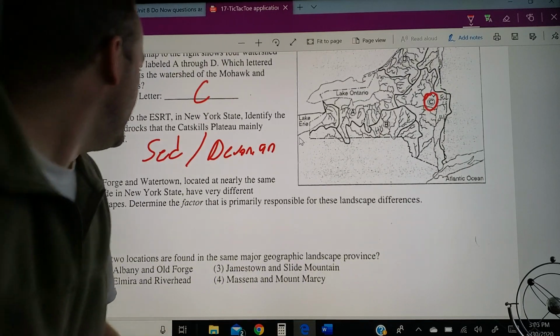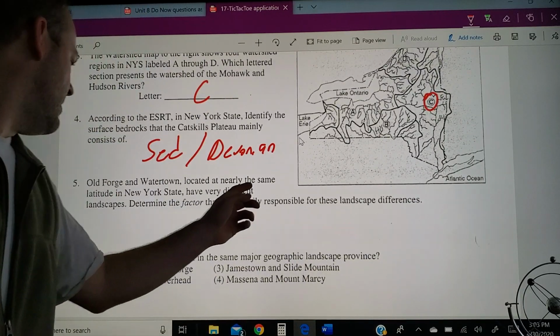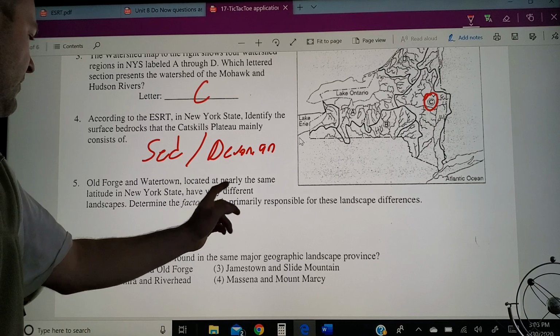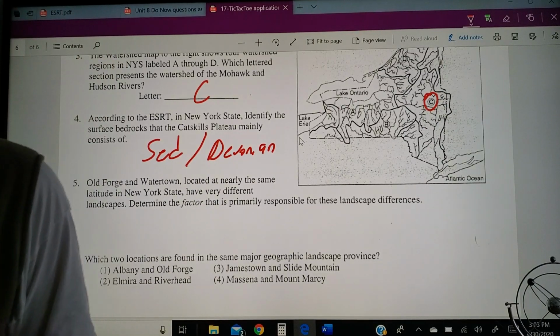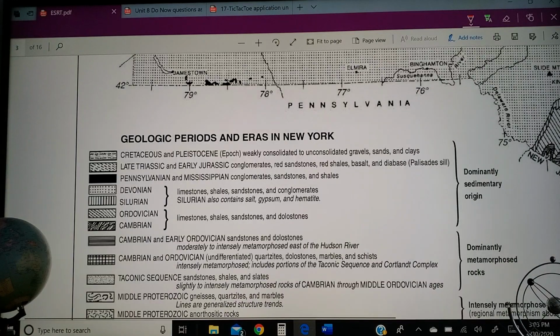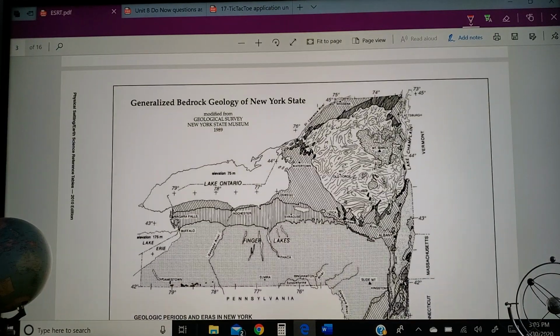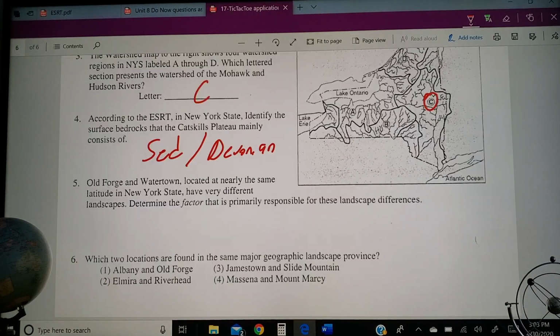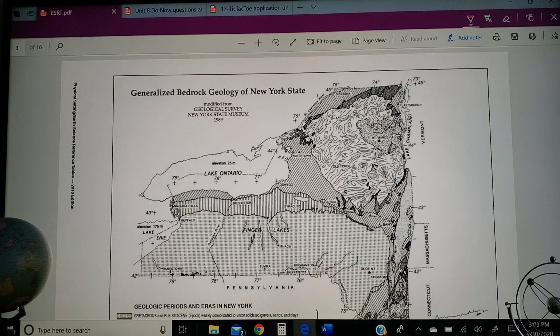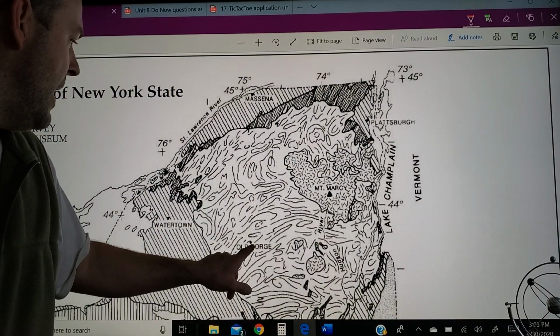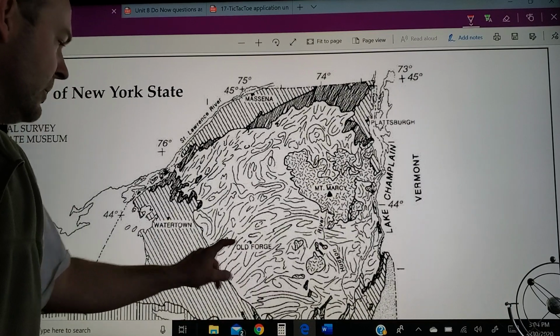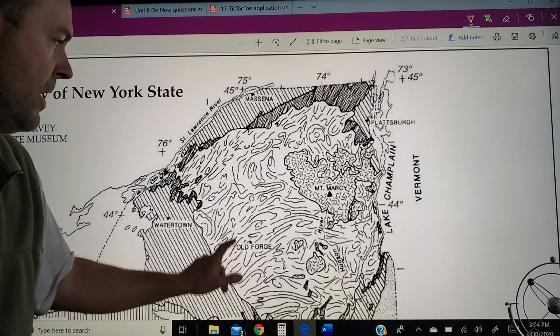Number 5, it says Old Forge and Watertown are at the same latitude, but have very different landscapes. What factors are responsible for that? Well, go back to your New York State map. Find Old Forge and Watertown. Well, take a look. Old Forge is right here, and Watertown is here. So they're at a similar latitude, but this is up in the Adirondacks, right?